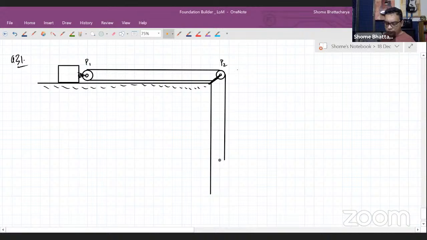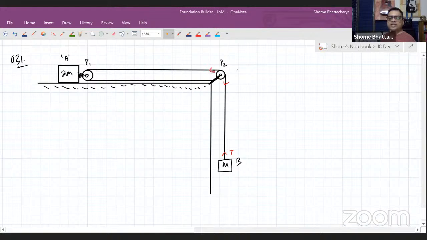And of course, we have this block here of mass 2m. So let's say this is block A, and we have this block here of mass m. Let us say this is block P. So a couple of things are important over here.